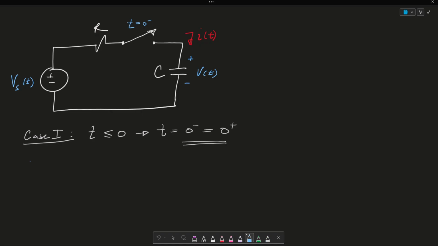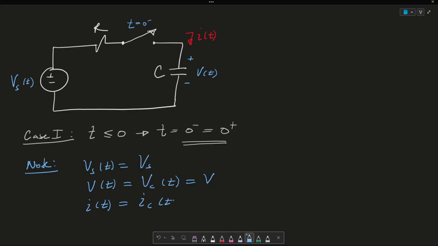And essentially what we want to first note are some notation simplifications. This notation will follow for the remainder of the video, where I'm going to say that Vs of t is equated to just Vs. V of t is the same as saying Vc of t, or the voltage across the capacitor, which I'm going to refer to as V. And I of t, which is the current through the capacitor, which can also be notated as Ic of t, I'm simply going to call I.